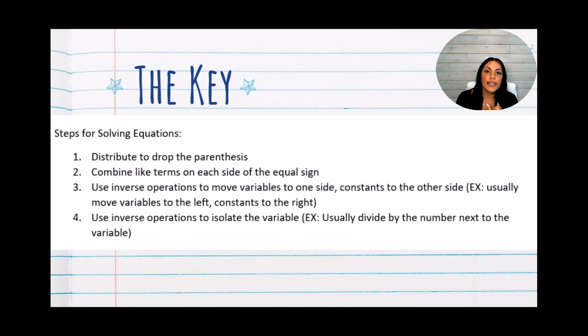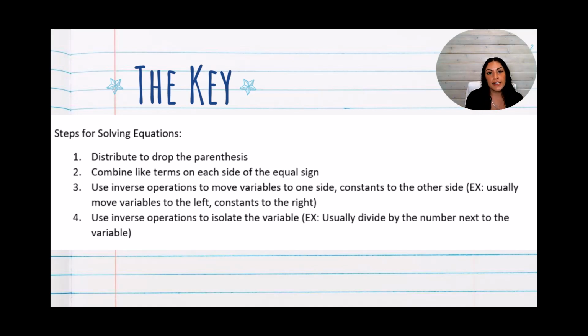So step 1 is to distribute. If you see that your equation has parentheses, you're going to have to distribute, which is to multiply to drop the parentheses. Step 2 is to combine like terms on each side of your equal sign. And then once you get to step 3, we can start using inverse operations to move variables to one side of the equal sign, constants to the other side of the equal sign.